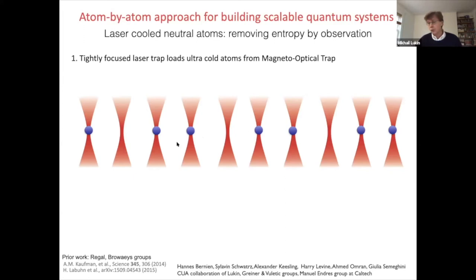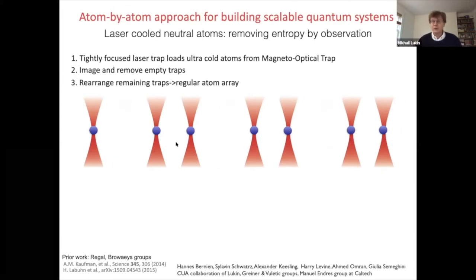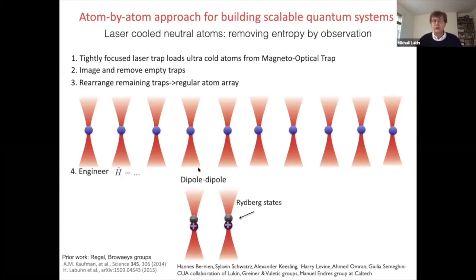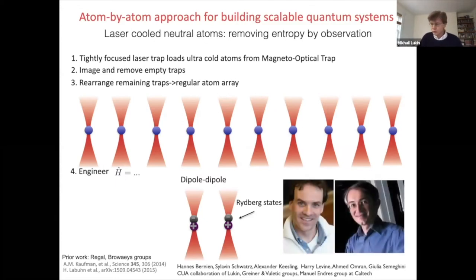So the way we remove the entropy is by just removing some traps and rearranging the other traps, to place the atoms where we want. And then in addition, we can engineer the interactions between the atoms by exciting them in the so-called Rydberg states, the states where the atoms have large size and they really feel each other's presence.